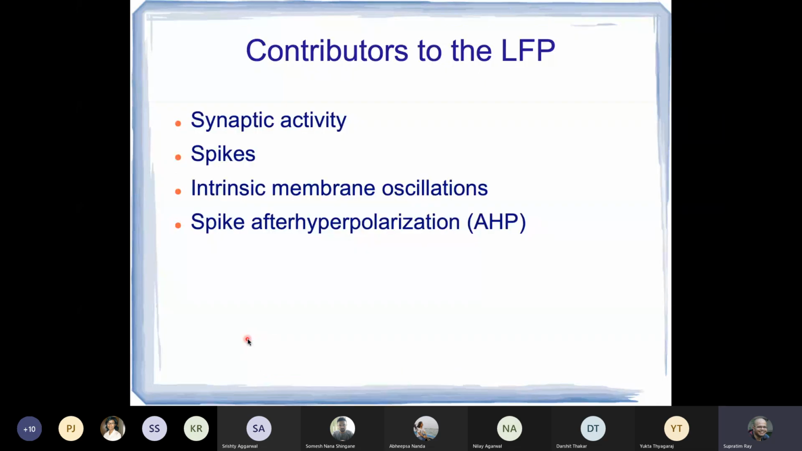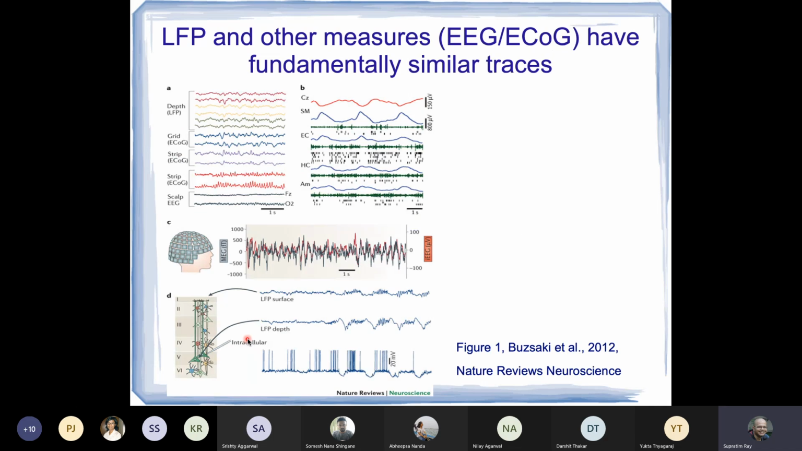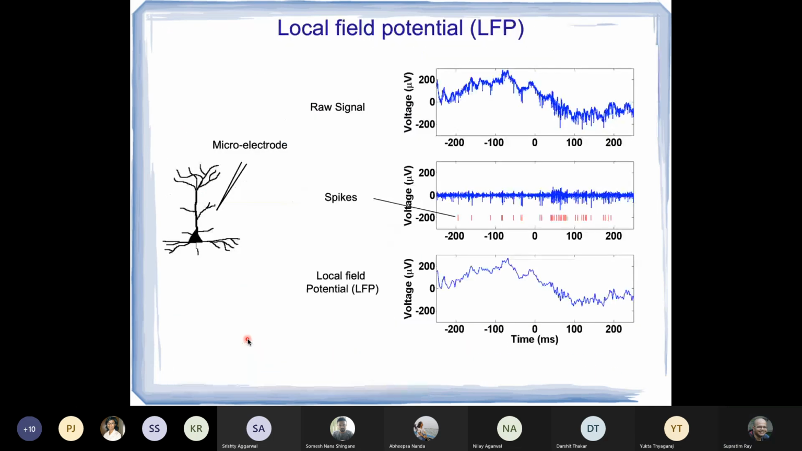Okay, so where is this signal coming from? Why am I getting this fluctuation? More importantly, is it just spiking activity of a group of neurons, or is there more to it? Turns out this signal here is not just because of spiking activity. There's something else that contributes to it, and we have to be very careful to try to understand this part. So let's get to it.